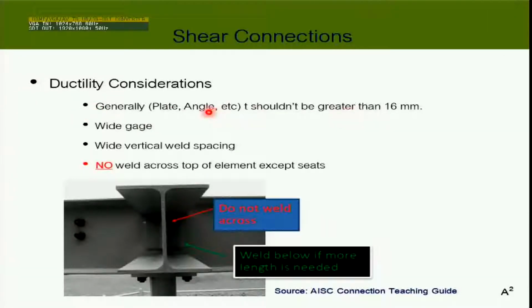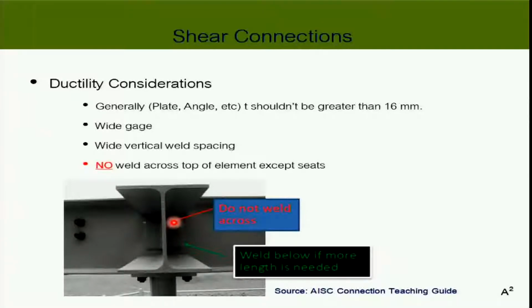This is a typical detail where you should not use a plate thickness of more than 16 millimeters. And the wider the gauge, I mean the wider the distance between these two lines, the better, because you're going to have extra torsional stiffness, just in case the beam may twist and so on. And yep, wide vertical spacing. So that's the thing as well. And no weld across the top, because if you weld it, it has to be an L shape, so that your plate can deform and your beam can rotate.